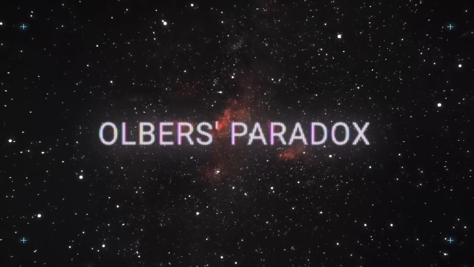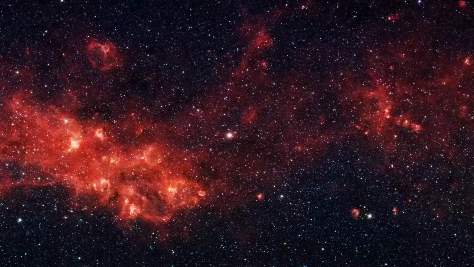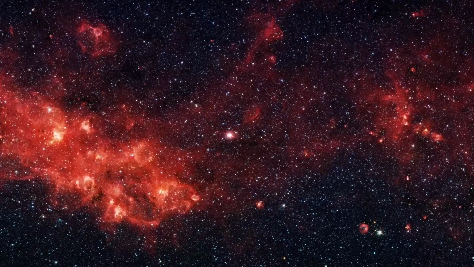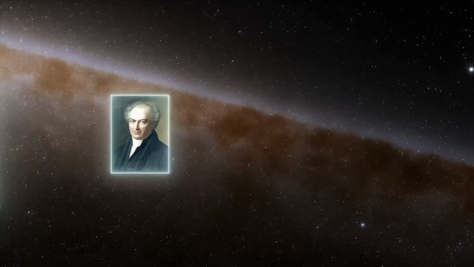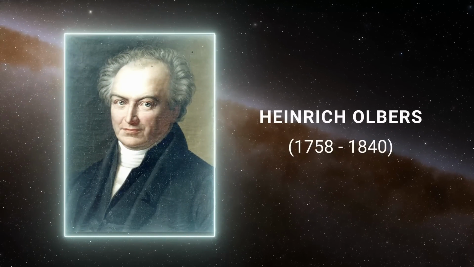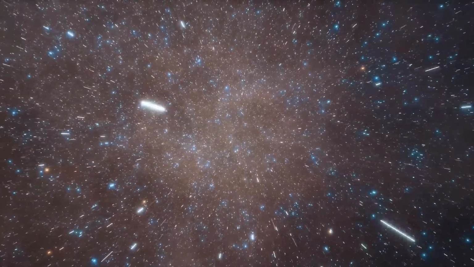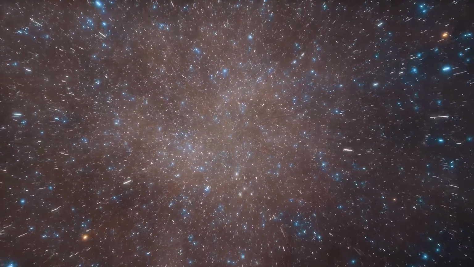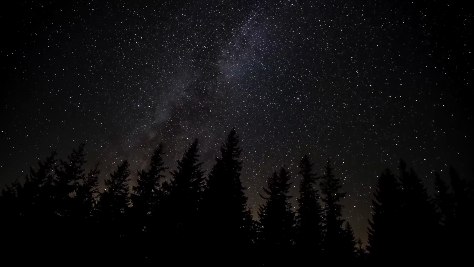Olbers' paradox. Olbers' paradox, also known as the redshift paradox, is a mystery that's puzzled astronomers for centuries, named after the pioneering German astronomer Heinrich Olbers. This paradox arises from the contradiction between the presumably infinite number of stars in the universe and the darkness of the night sky.